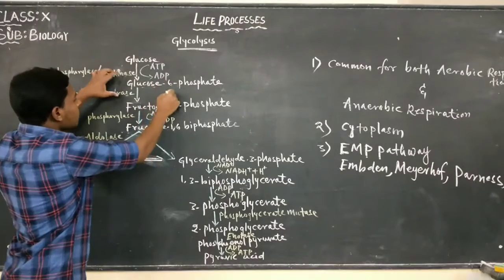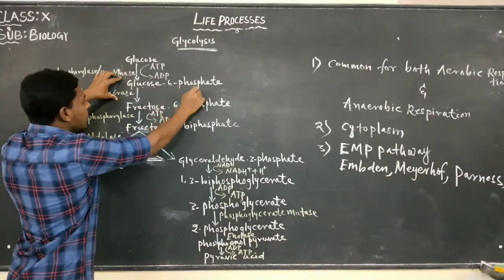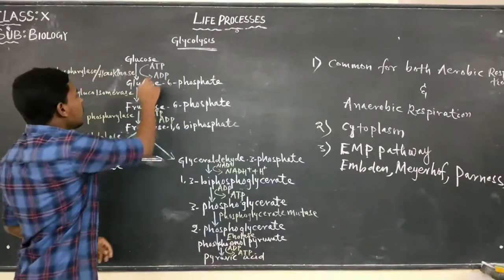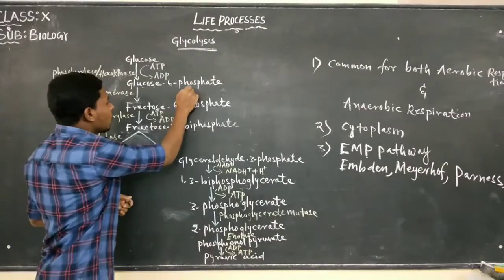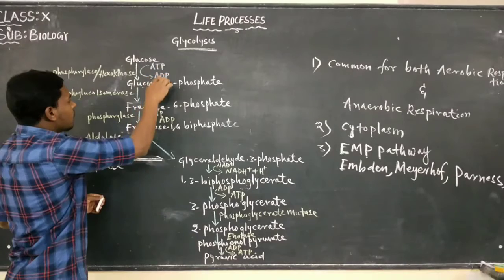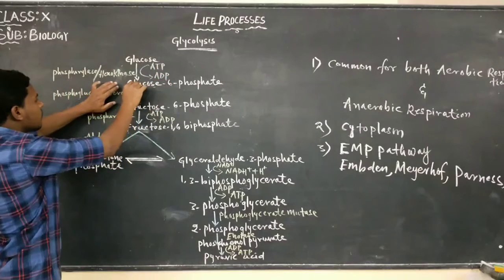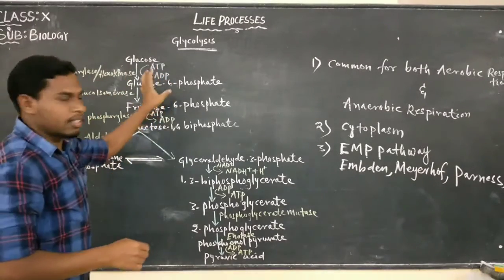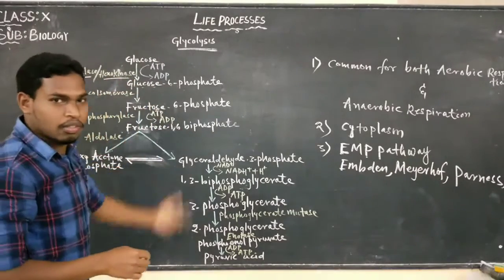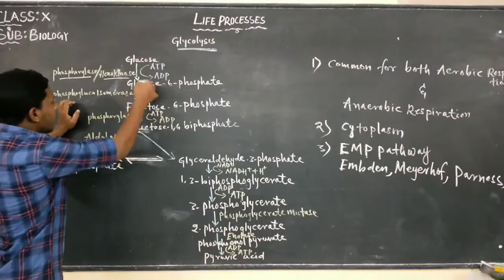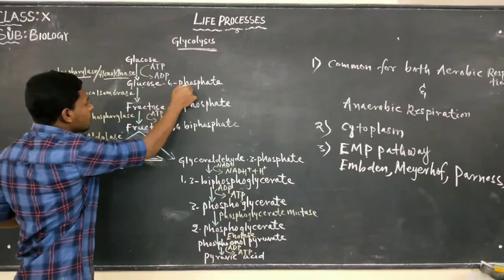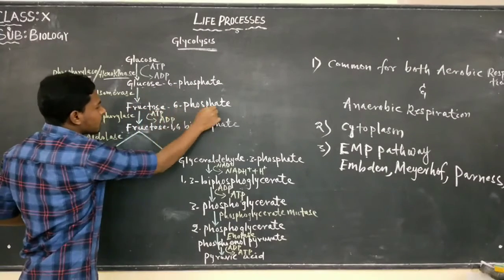And here what is added? Phosphate. Phosphate is added to the glucose. That's why ATP is required, to provide phosphate as well as energy. So ATP gets converted into ADP. The enzyme involved in this reaction is hexokinase or phosphorylase.